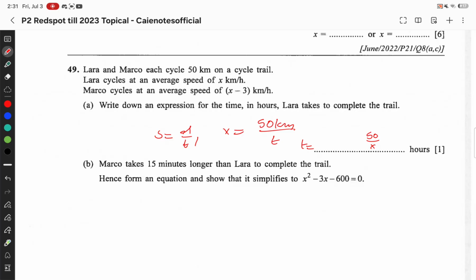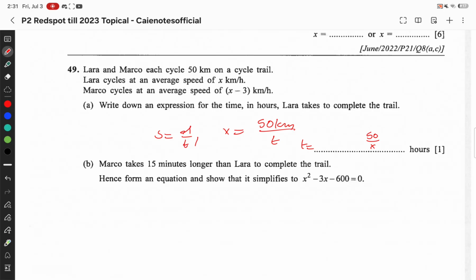Marco takes 15 minutes longer than Lara to complete the trail. Hence, form an equation to show that it simplifies to x squared minus 3x minus 600 is equal to 0. How do you do this? How do you form an equation? You are given one more condition. Don't worry. You know how much time Lara takes, you know how long Marco needs to travel, you know how fast he travels. You can formulate an equation.